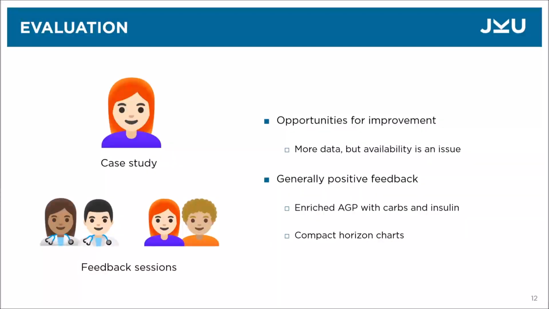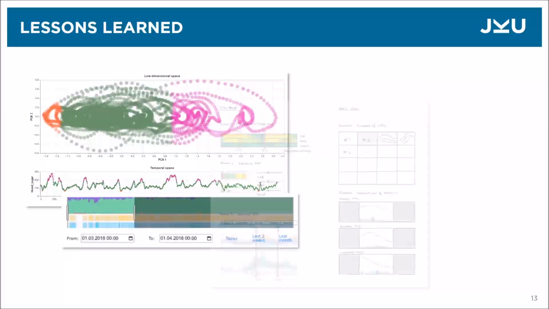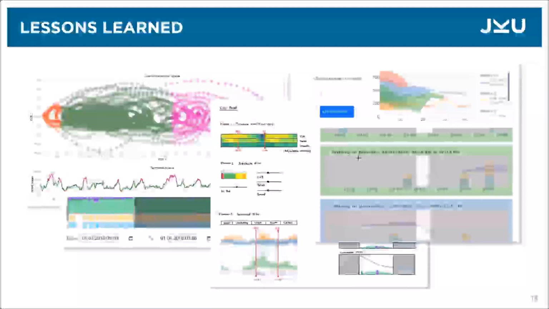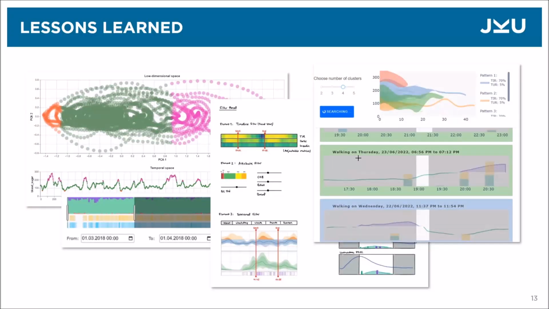Patients and doctors praised the inclusion of carbohydrate and bolus insulin events alongside the AGP, and they also liked the compact horizon graphs. Along the way, we also learned some lessons from our design study. Most importantly, we found that our domain experts preferred a simple design with carefully crafted additions to established visualizations. In early designs, we tried more complex versions, based for example on dimensionality reduction, that were not as well received. In the paper, we discussed many of our previous design iterations and why we discarded them.